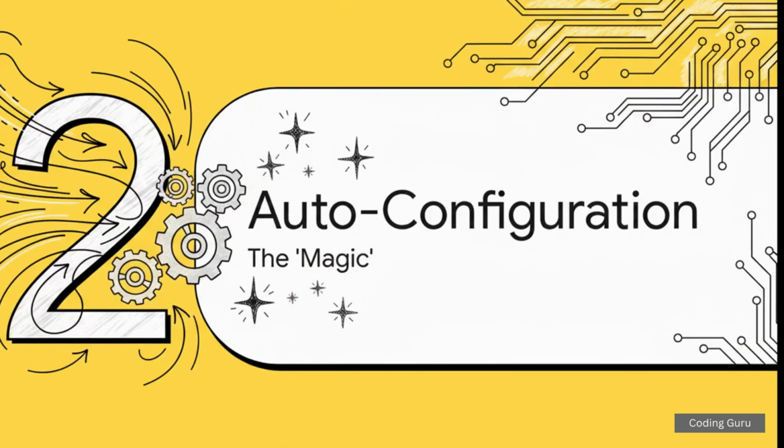Okay, so you've got your toolkit, right? The starters pulled in all the right libraries. But now you have to configure all of them, which sounds like a ton of work. Or does it? Well, not so fast. This is where the second pillar comes in, and this is where that magic really happens. We're talking about auto configuration.